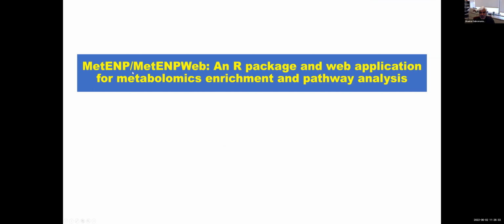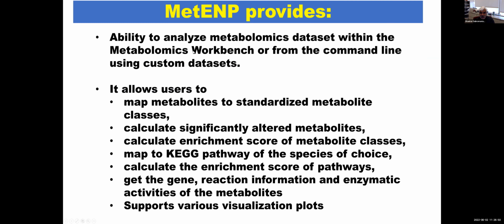In our group, we also developed MET-ENP, which is Metabolite Enrichment and Pathways, a one-stop shop. Imagine you're an end user doing mass spectrometry in your laboratory. You get a bunch of targeted metabolites, and you want to go in and ask, what's the function? What is a functional enrichment? Just like in gene ontology, you can look at functional enrichment. It allows users to map metabolites to standardized metabolite classes, calculate significantly altered metabolites, calculate enrichment score of metabolite classes, map to pathways and species of choice, calculate enrichment score for pathways, get the gene reaction information, and supports various visualization plots. All of this from the Metabolomics Workbench.